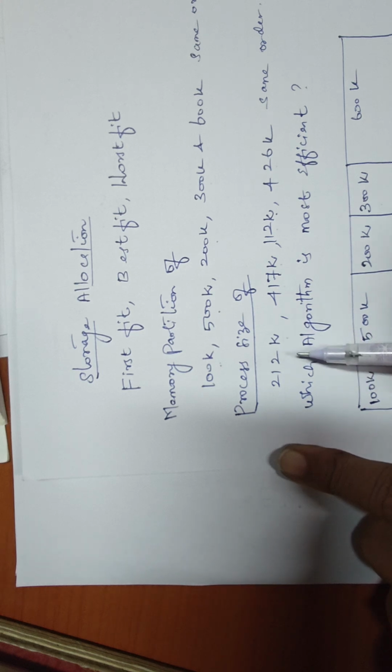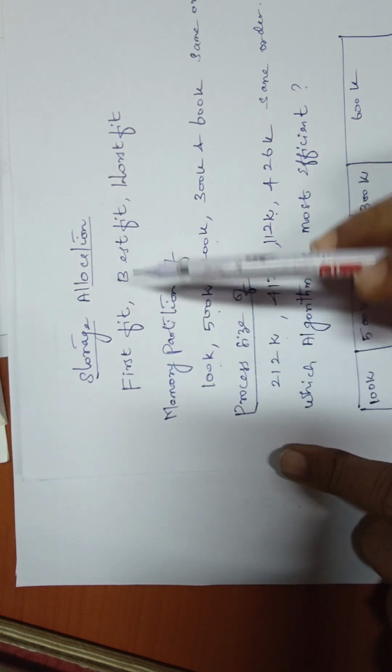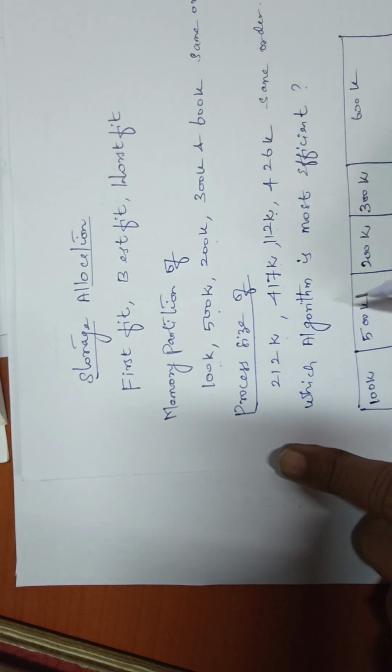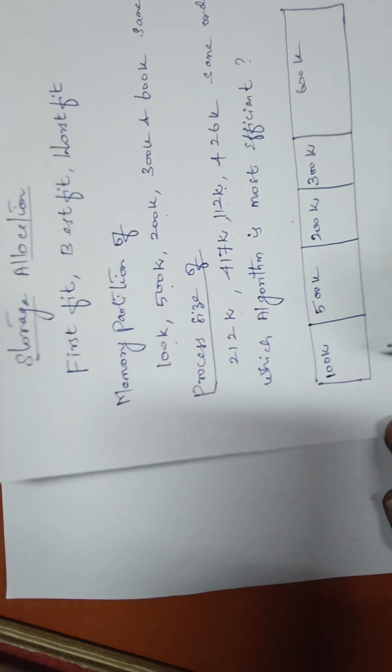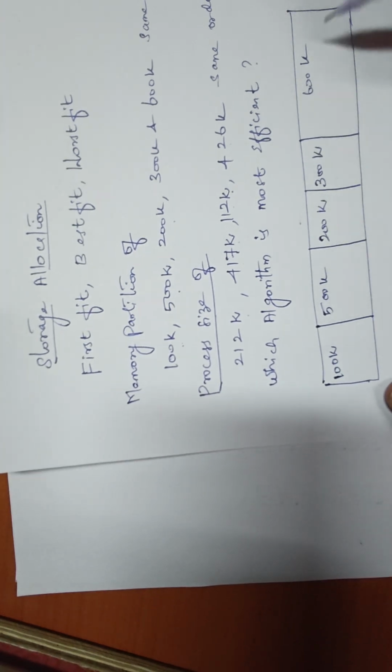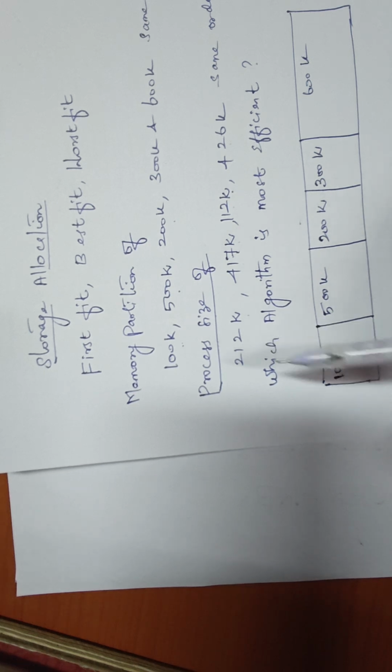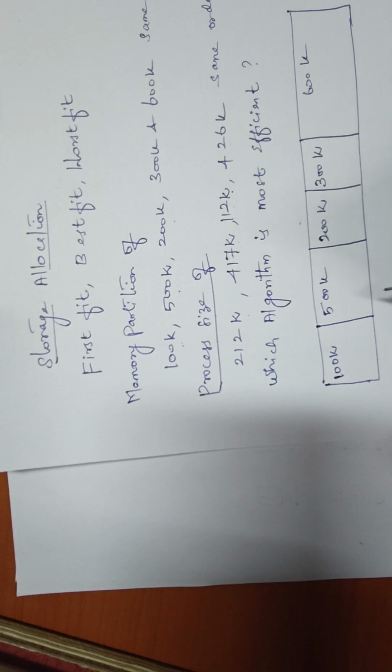We want to fit the processes using the first fit, best fit and worst fit algorithms, and identify which algorithm is most efficient. Here I have mentioned the memory partitions from 100K to 600K in the given order. In first fit, it takes the first hole which is free enough to fit the process. For example, for 212, it finds the very first space which can accommodate 212.